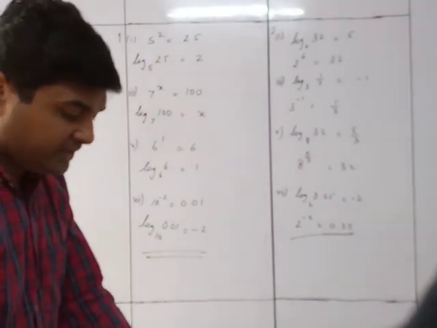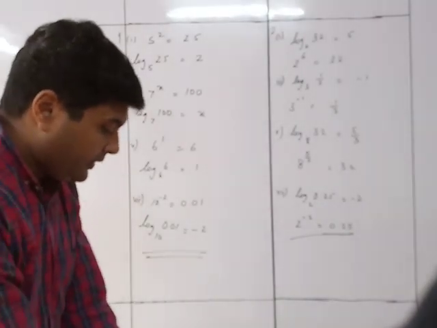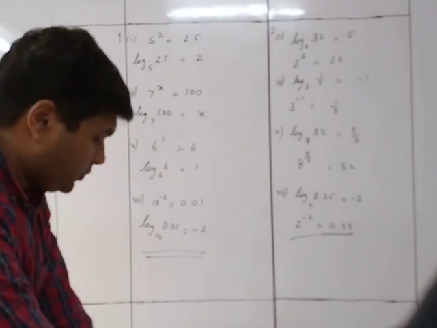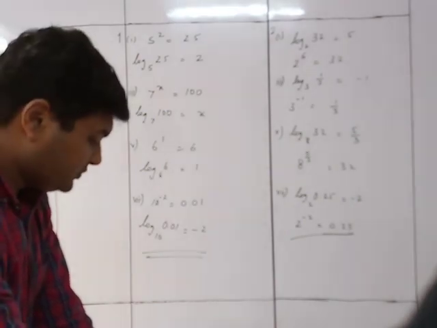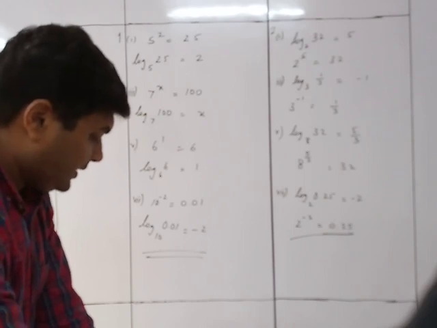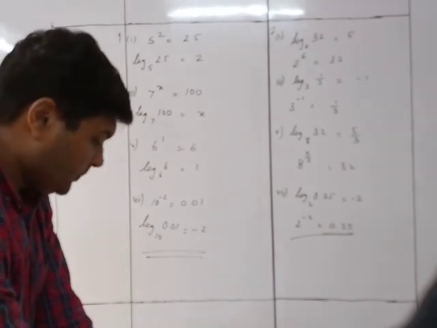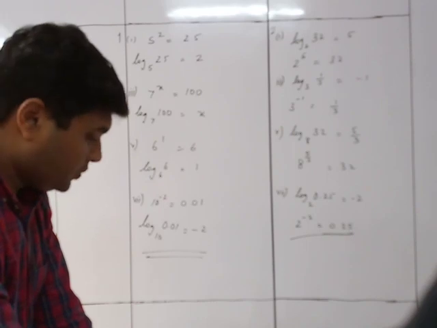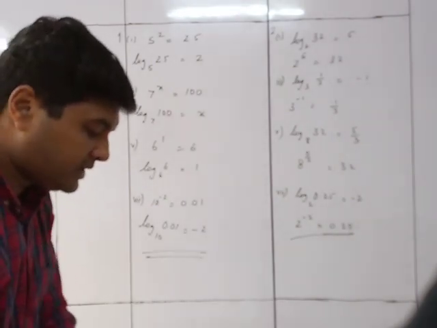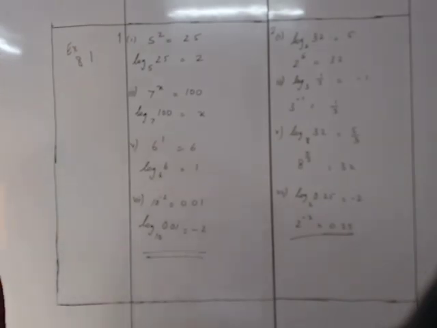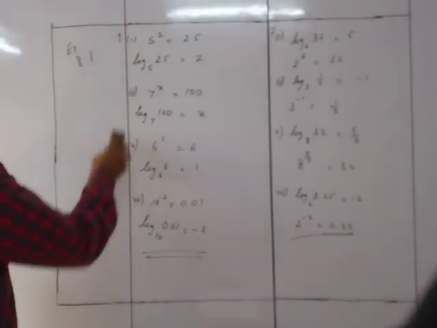You can also cross-check these answers quickly. First is log of 25 to the base 5 is 2, log of 100 to the base 7 is x, log of 6 to the base 6 is 1, then log of 0.01 to the base 10 is minus 2. Correct: 2 raised to 5 is 32, 3 raised to minus 1 is 1 upon 3, 8 raised to 5 upon 3 is 32, and 2 raised to minus 2 is 0.25. Yes, those are the correct answers. We move on to sum number 3.